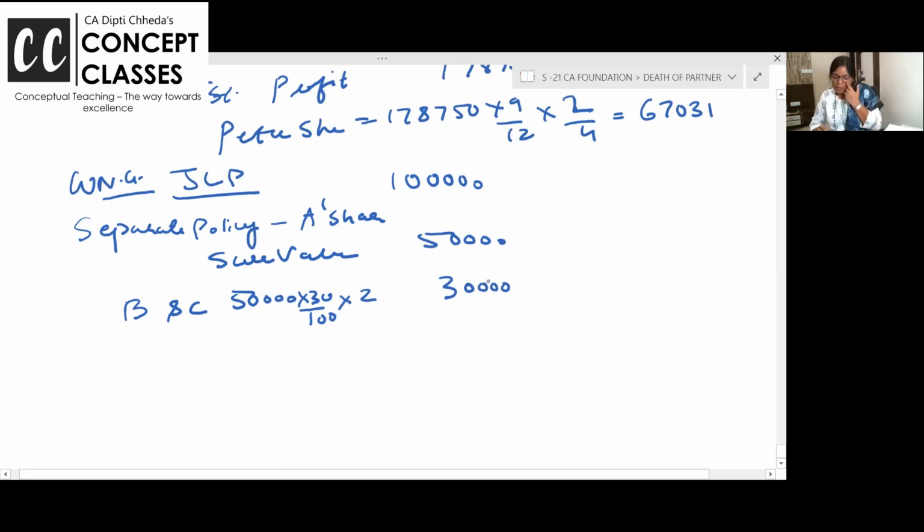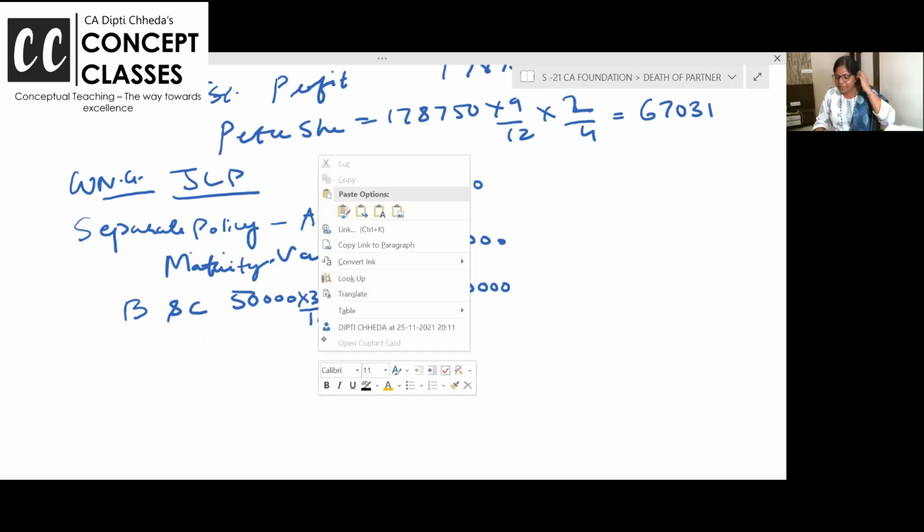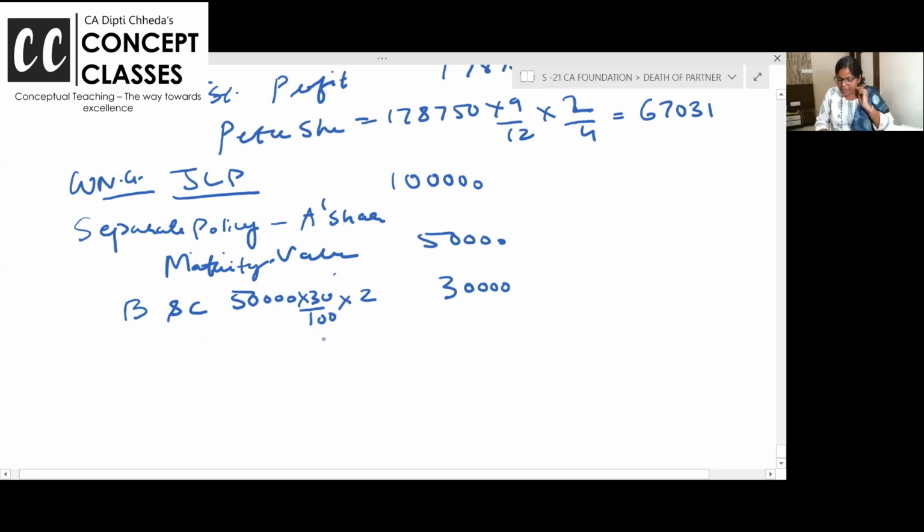Nice adjustment. Joint life policy, so we will give old partners, old ratio. Separate policy, A's will not take, sorry, don't write surrender. Write down maturity value. Maturity value or assured value is one and the same thing. B and C's surrender value is 30%. Why did I multiply by 2? Because B and C are 2. 50,000 is for each.